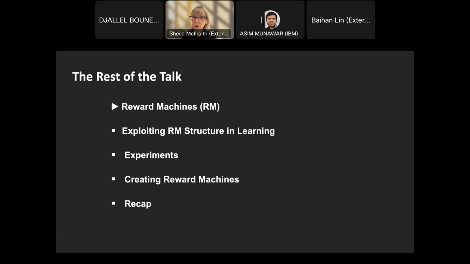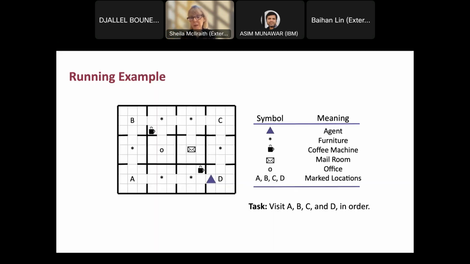So for the rest of the talk, I'm going to tell you a little bit about reward machines, how to exploit their structure in learning, and tell you some great experiments that we've run and how to create them. So I'm going to start with an example. What you see on the left is a very simple grid world domain. It has a little agent, this triangle here, and it has 4 locations, A, B, C, and D. It has 2 coffee stations, very important, a mailroom, and also an office.